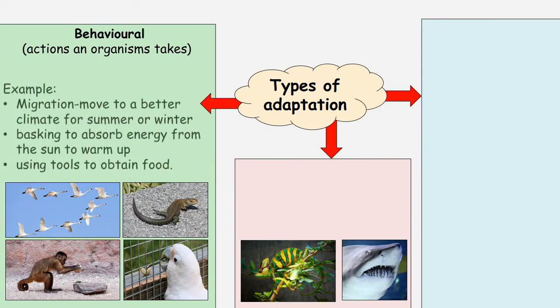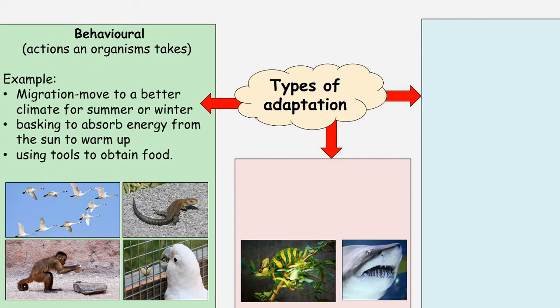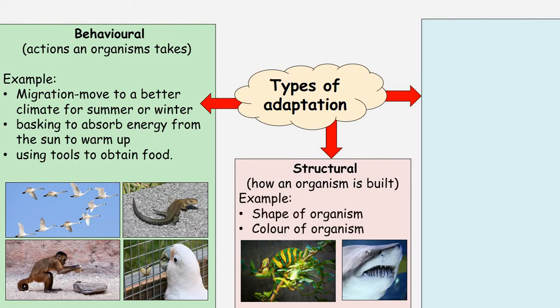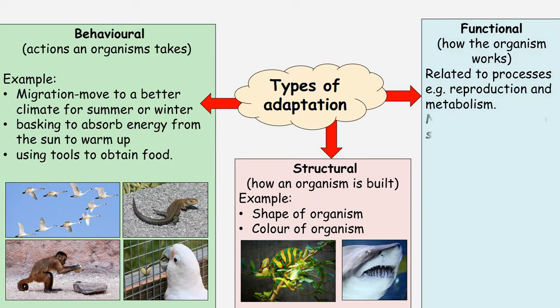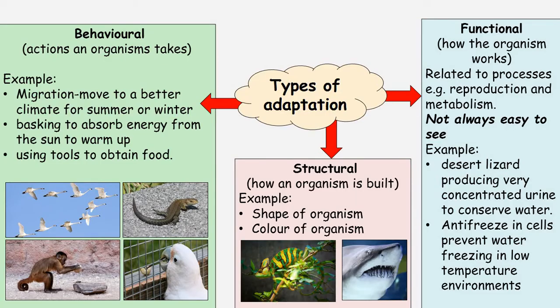So types of adaptations here, we can make some basic notes about different types of adaptations, just going into a bit more detail if you haven't made notes already from the textbook. So behavioural adaptations are actions an organism takes, for instance, to their behaviour. You've got a good example there in terms of migration, moving to a better climate, summer or winter. Structural is how an organism is built, whether it's their shape, their colour for camouflage, or for example the shark being more streamlined, as a predator it needs to be streamlined to swim fast.